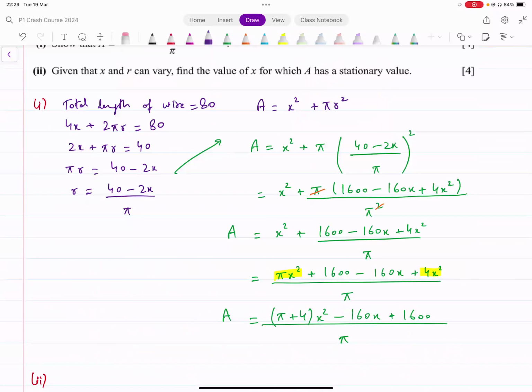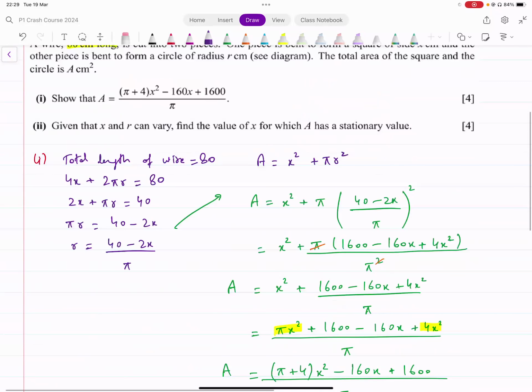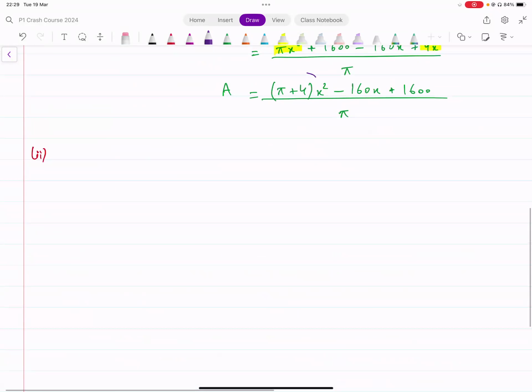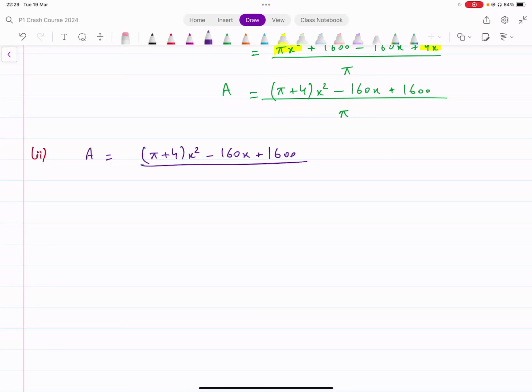That's the first part. Now, what about the second part? It says, given that x and r can vary, find the value of x for which A has a stationary value. Stationary value means it could either be a maximum value or a minimum value, any of them. Since it's a stationary value, we can say the derivative should be equal to 0. So all we need to do now is find the derivative of this expression and put that equal to 0, right? Now, what's A equal to? A is equal to (pi plus 4) whole multiplied by x squared minus 160 times x plus 1600 divided by pi.